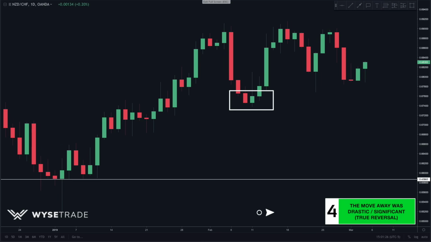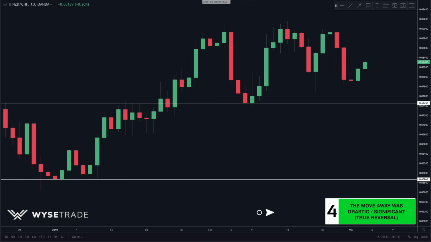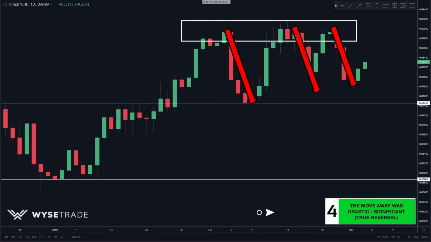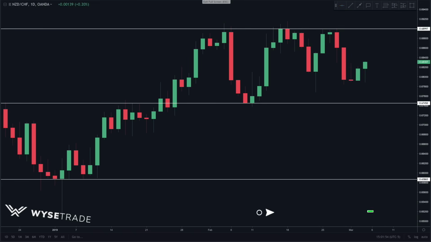Next, right here, price again moved away from this area drastically, so we have another level. And again up top, every time price came up, it reversed drastically, so we have another level. So, to the next criteria.